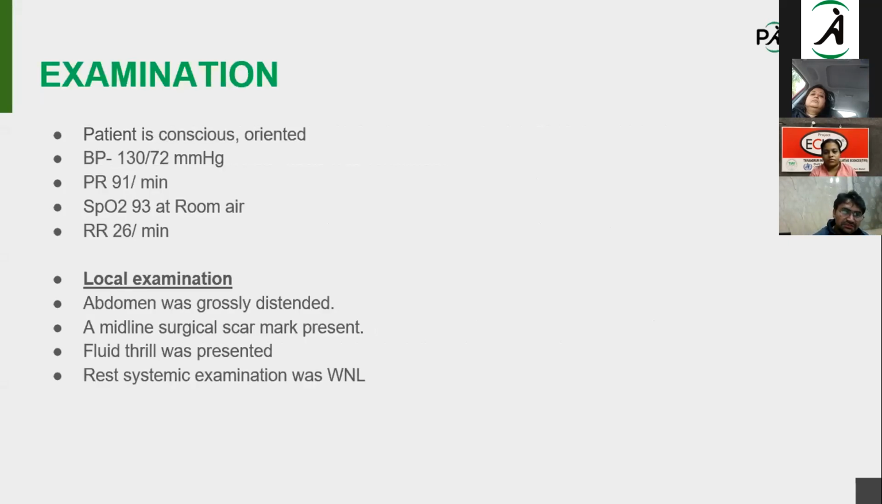On examination, the patient is conscious and oriented. The BP was 130/72, pulse rate 91 per minute, SpO2 93 at room air, and respiratory rate was around 26 to 30. On local examination, the abdomen was grossly distended. Midline surgical scar mark present. Fluid thrill was present, and the rest of the systemic examination was within normal limits.